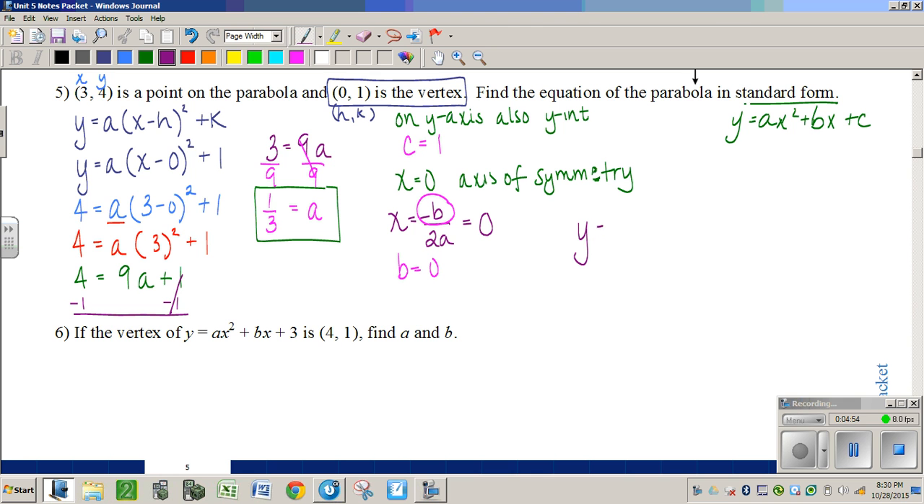So we have y equals 1/3 x squared plus 0x plus 1. Now, if it's 0x, I don't need to write it, so I can just go ahead and drop that. So my final standard form is going to be y equals 1/3 x squared plus 1. And that's what the equation would look like.